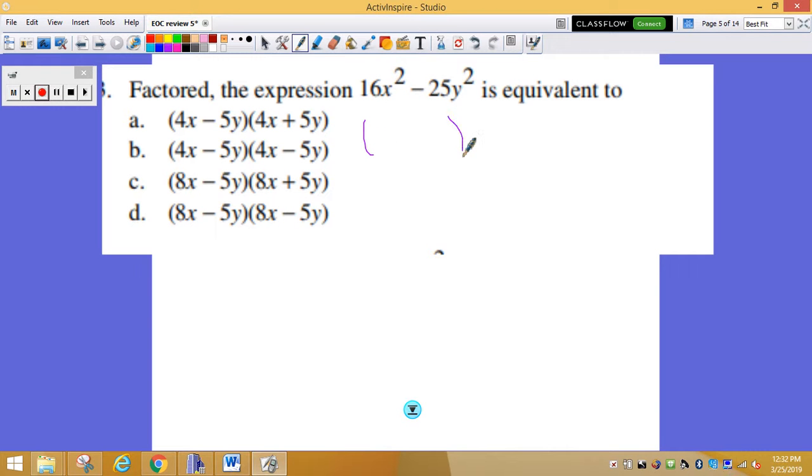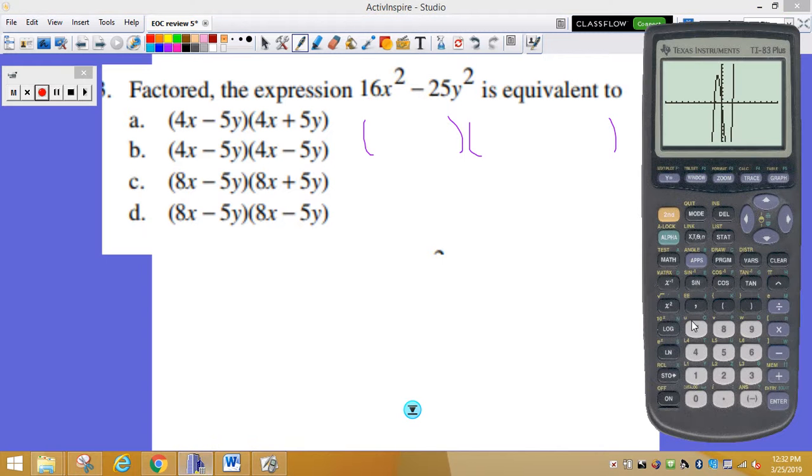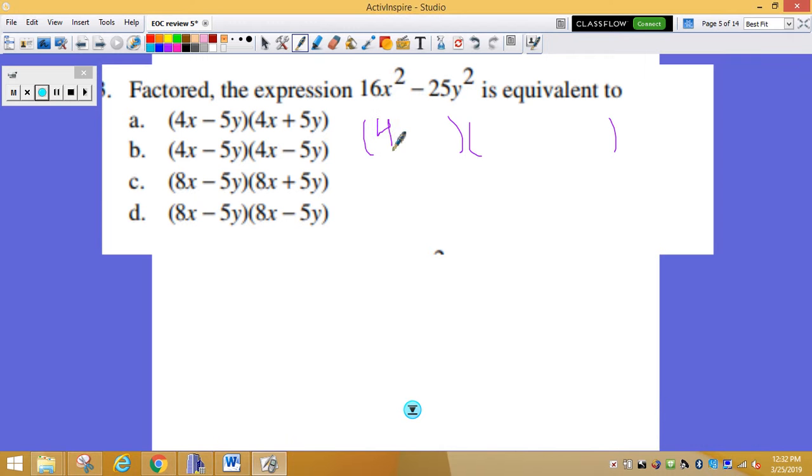Okay, so here's how this works. You're going to do two parentheses. And you're going to do the square root of 16. Now, if you forgot how to do square root, let me remind you. You press second, and then you push this x squared button. So the square root of 16 is 4. So I'm going to put a 4 and a 4. This x squared means there's two x's, so I'm going to split them up. I'm going to put one x here, I'm going to put one x here.